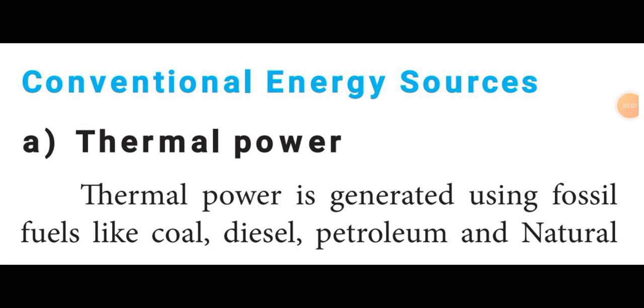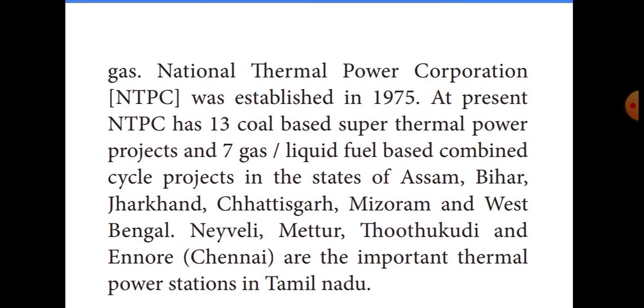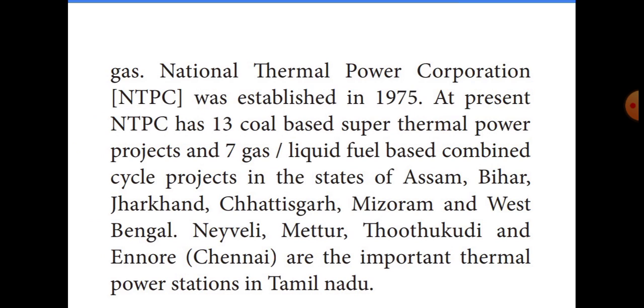Students, now we learned about conventional energy sources and renewable energy resources. What are the conventional energy sources? Very good. Thermal power and nuclear power. From where is thermal power generated? Very good. Thermal power is generated using fossil fuels. What are the four important fossil fuels? Coal, diesel, petroleum, and natural gas.